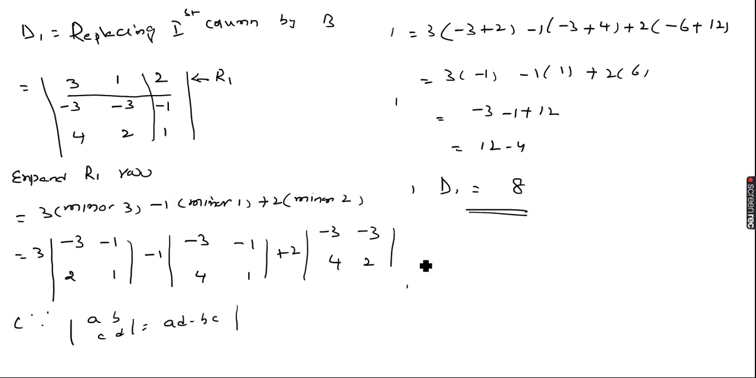So therefore, here what we do is find the minor of Aij. So what is delta 1? Delta 1 is nothing but the 1 indicating the first column, replacing the first column by B, and we expand along the R1 row. Then we get delta 1 equal to 8.